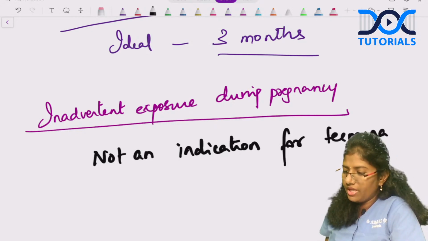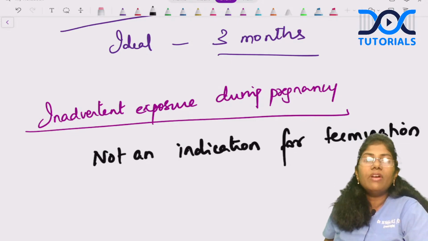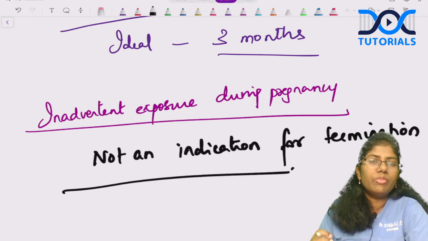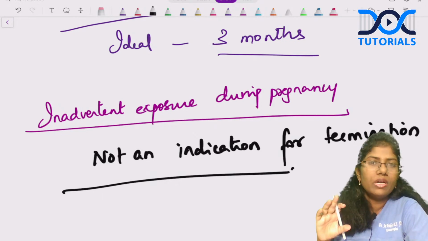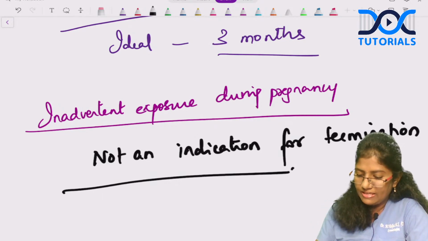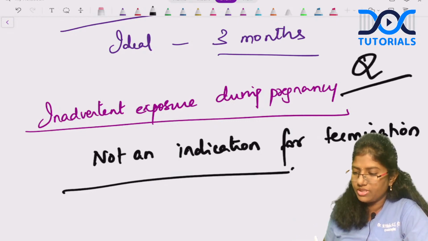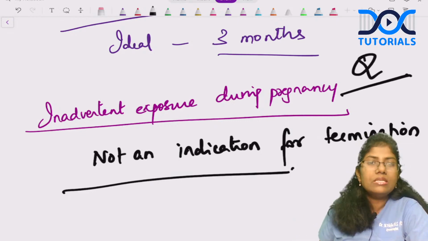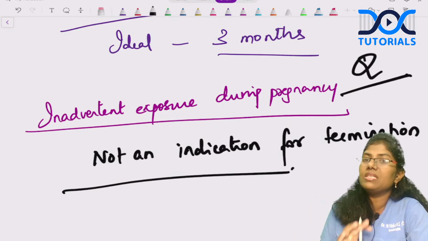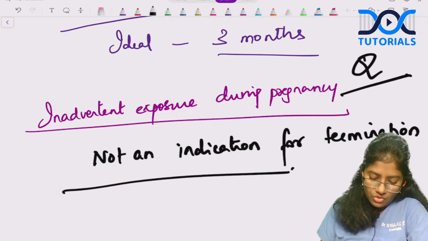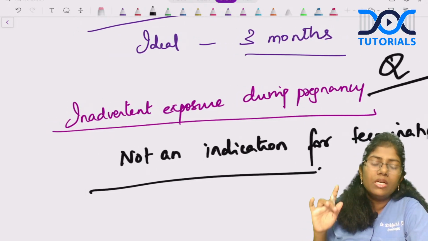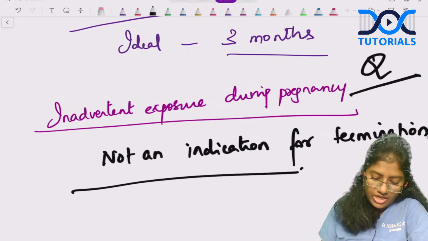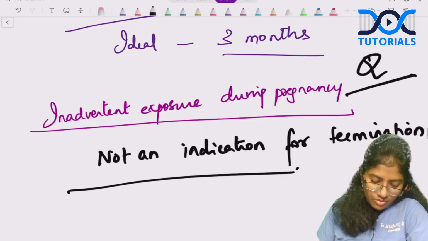Very good, Prashant. So, inadvertent exposure to these vaccines during pregnancy, live attenuated vaccine, is not an indication for termination of pregnancy. Very important MCQ point. Because all the risks that have been connected to these live attenuated vaccines are only theoretical. We have not documented even one case of anomaly due to vaccination during pregnancy.